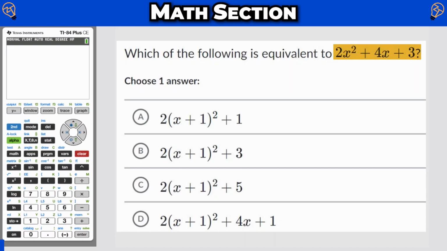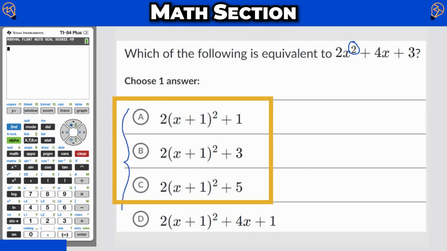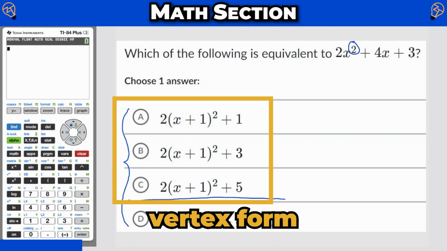Here we have a quadratic function because it's a second degree function. It's not linear, which would mean to the first power. And we know that it is okay to look at the answer format to get an idea of what we're trying to achieve here. And notice they're essentially all, except for option D, which is a little bit different, basically in what we call vertex form.